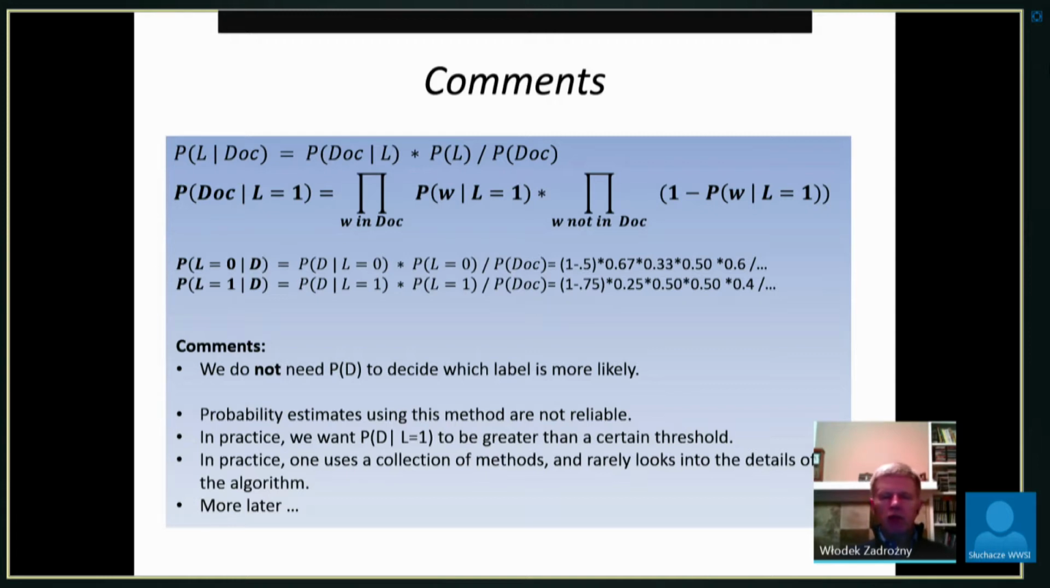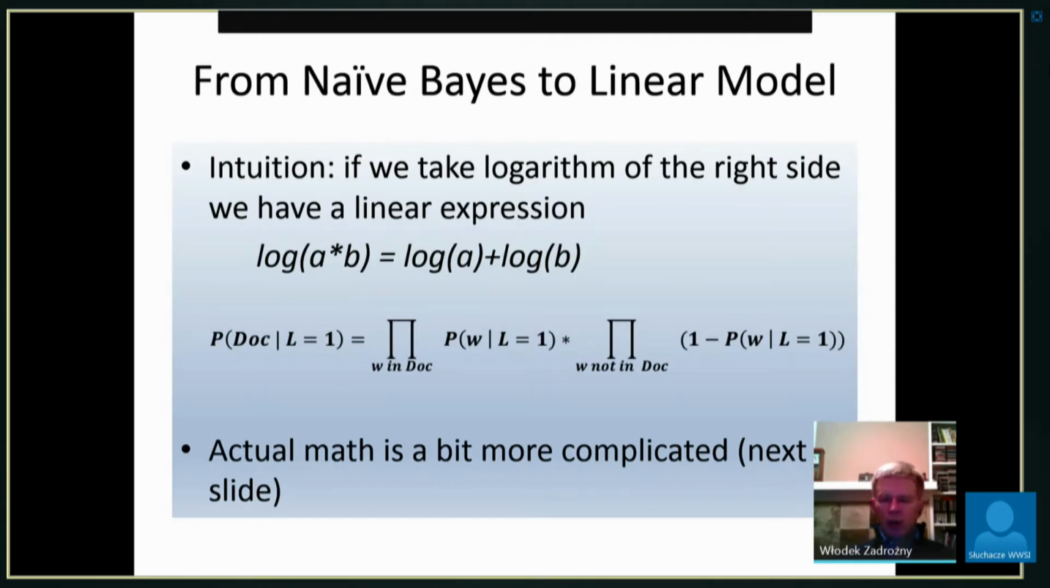In practice, we also want the probability of the document being given the label to be greater than a certain threshold. So often we would use the additional estimate to get this threshold if we care about it. If we do binary classification, we have to decide yes or no, so we can safely ignore it. So this is the naive Bayes classifier.